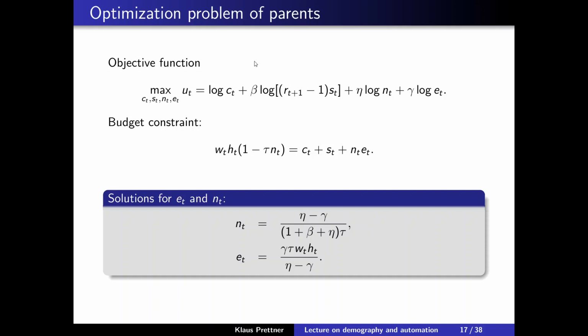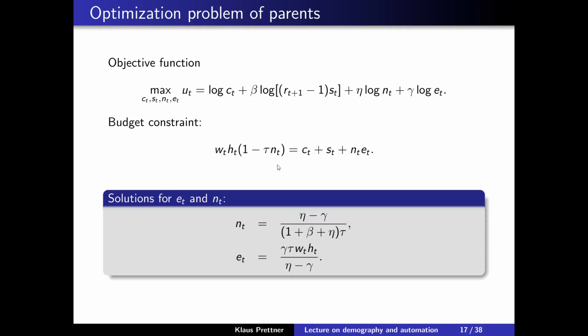be positively associated with consumption in the first period of life, according to a logarithmic utility function. In the second period of life, savings carried over from the first period of life are multiplied by the interest rate, and the utility of that is discounted with the discount factor beta. And we have utility of having children, where the utility weight is eta, and of educating the children, where the utility weight is gamma.